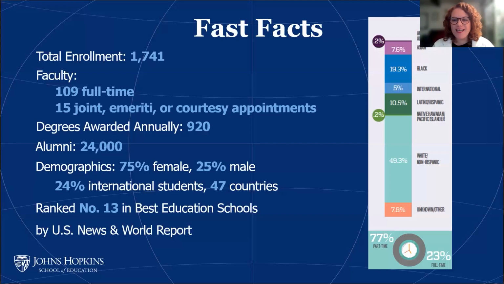Just some fast facts here on the Johns Hopkins School of Education. Our total enrollment is just under 1,800 students, and we have over 100 faculty members. Those students and faculty, along with our staff members, make up our community here at the School of Education. We have about 24,000 alumni who have graduated from the School of Education, and we have students from all across the globe. We span over 47 countries with our community. We're very highly ranked. We're very proud to say that we are ranked number 13 in best education schools by U.S. News and World Report.